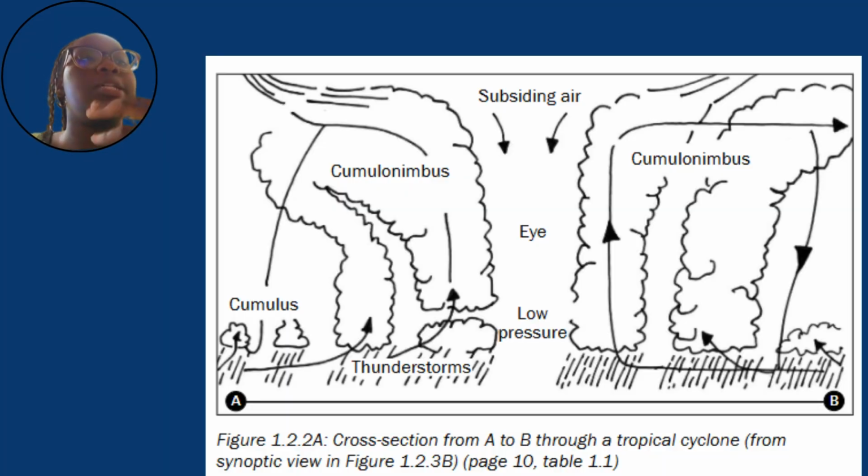And then to the other side as well, they have those cumulonimbus clouds. So it's like both sides. There's a lot going on. There's thunderstorms and lightning and all of that. But in the eye, it's calm because of the air that is subsiding. All right.